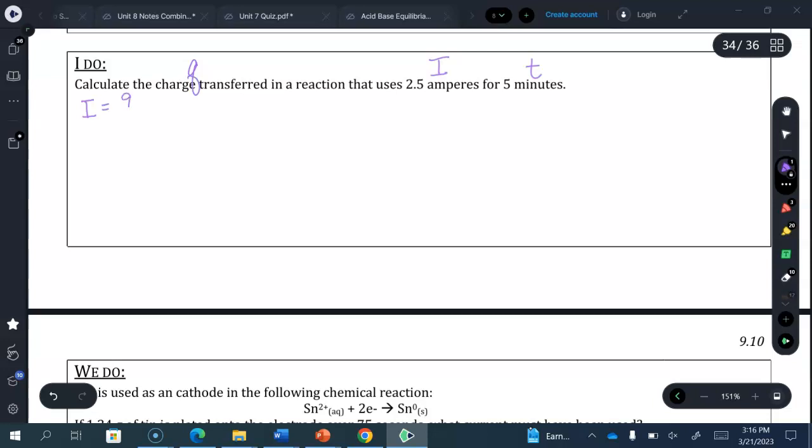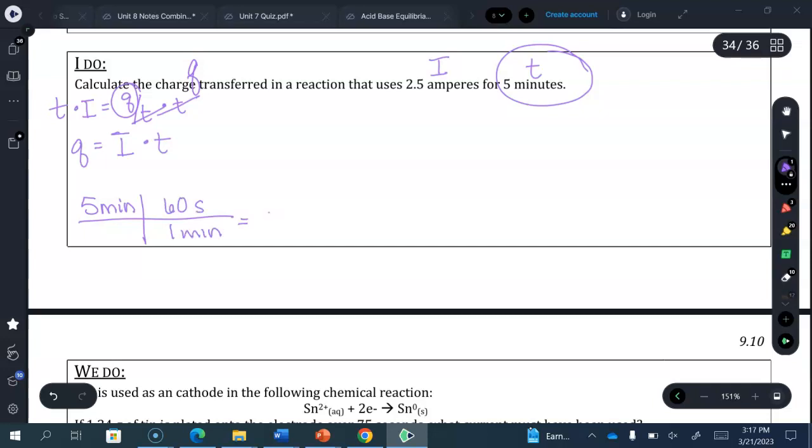So I is equal to Q over T. I'm going to rearrange the equation for Q. So I'm going to multiply both sides by T, and that cancels T out. So Q is equal to I times T, but my T needs to be in seconds. So I'm going to first take 5 minutes and convert it to seconds. So 60 seconds is 1 minute, and that is 300 seconds.